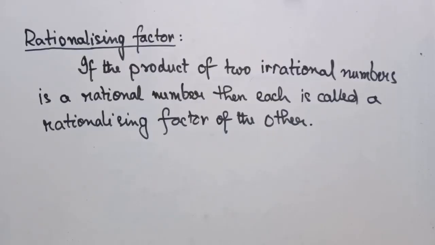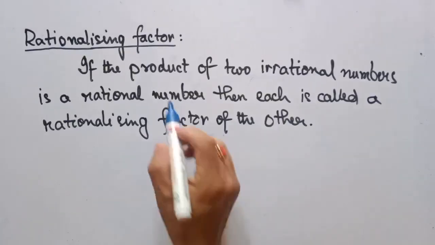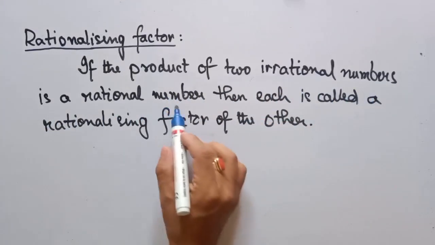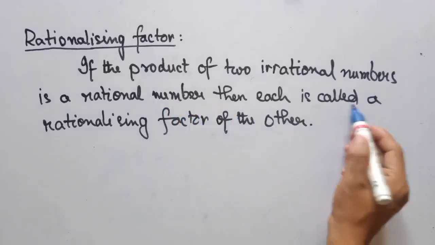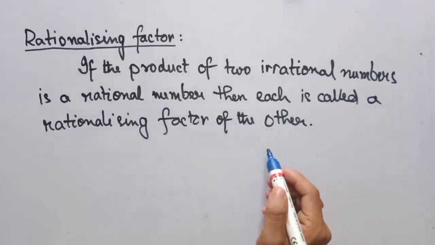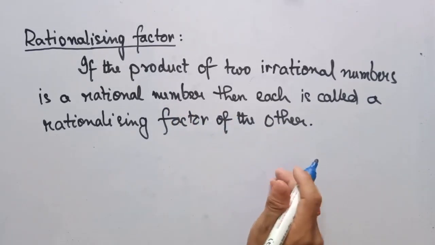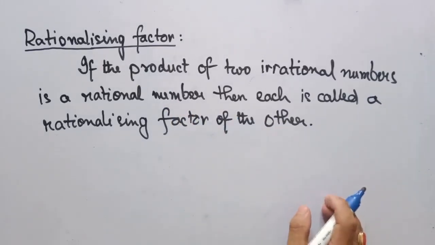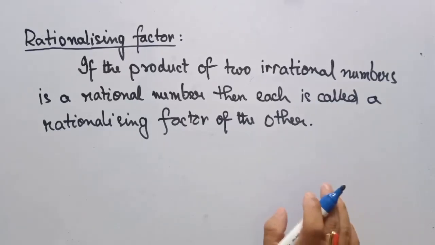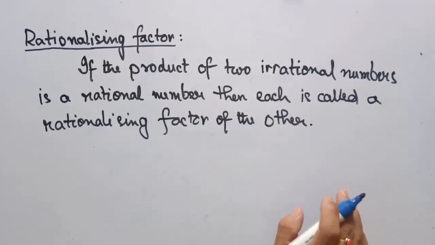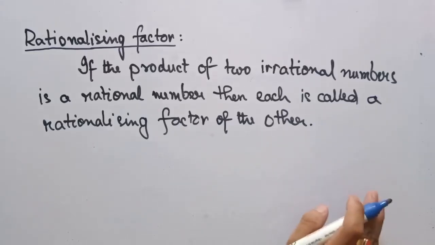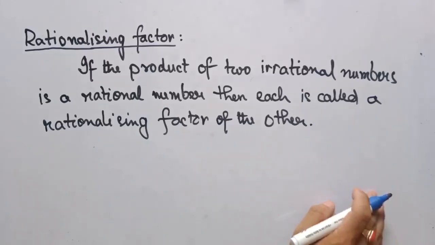Next, our topic is rationalizing factor. If the product of two irrational numbers is a rational number, then each is called a rationalizing factor of the other. So if we multiply any two irrational numbers and the product is a rational number, then we will call the two numbers the rationalizing factors of each other. Let us take up an example and try to understand what is a rationalizing factor.